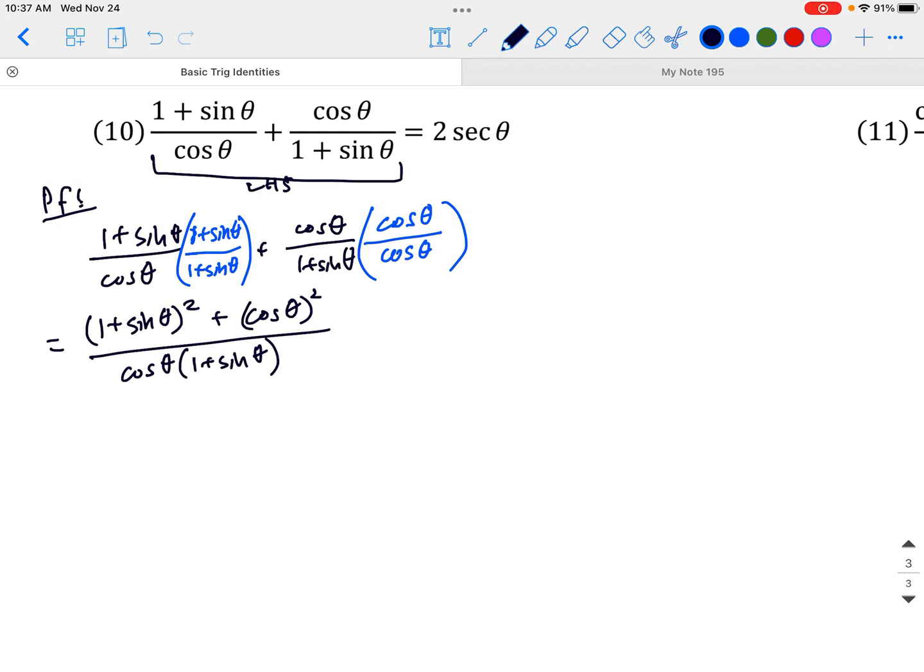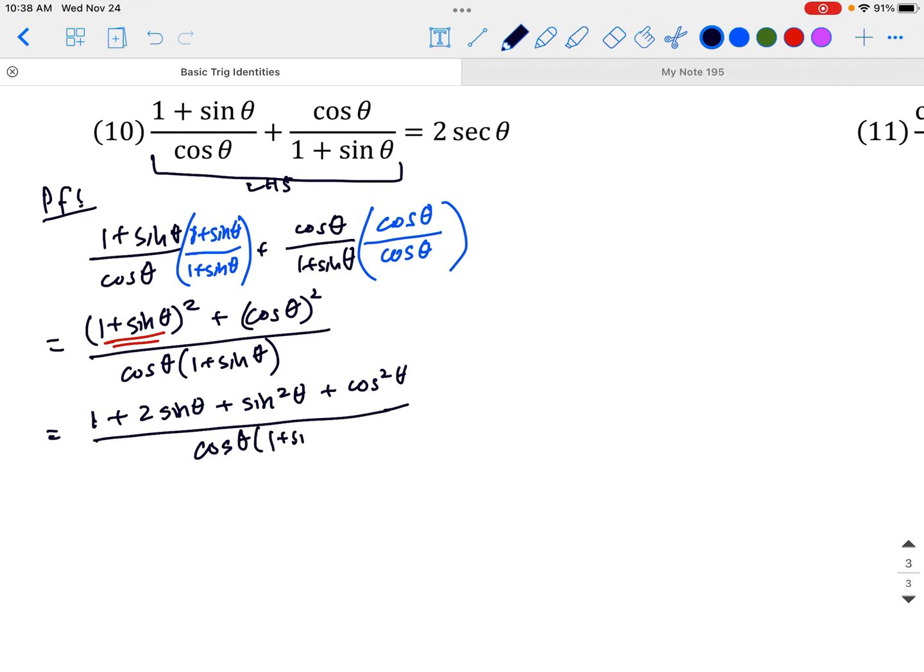Okay. And now, well, it's not quite obvious, right? So we're hoping, since that's secant, that we just end up with a cosine. So looking at our 2 terms here, it looks like we're going to have to expand this binomial. So multiplying this out using the distributive property, we'll get 1 plus 2 sine theta plus sine squared theta. And then again, we still have plus cosine squared theta adding on there. So we've expanded that binomial quadratic.